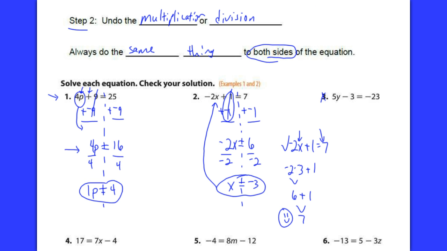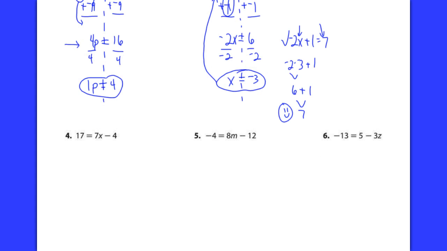All right, let's keep the ball rolling here. Let's go on down the page to number 4. Number 4, uh-oh, they put x on the other side. Do you think that matters? No, it does not matter. It doesn't matter which side x is on. All we want to do is get 1x by itself, and that's how you win the game.